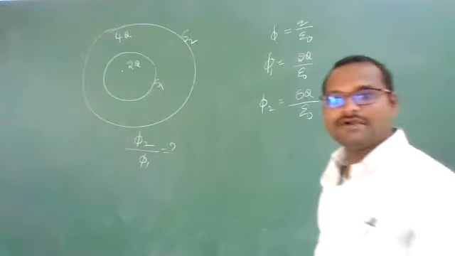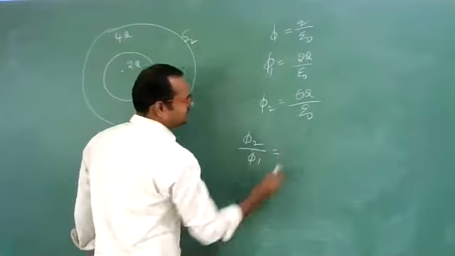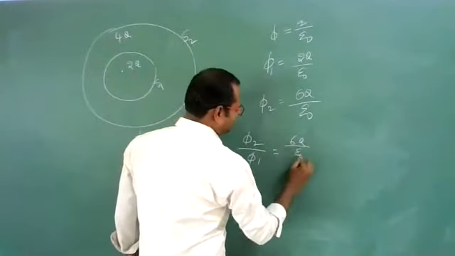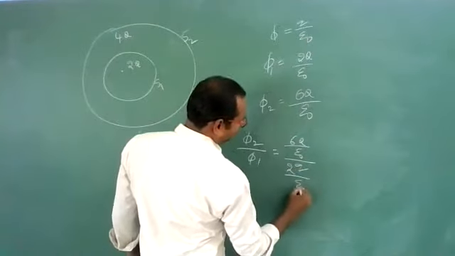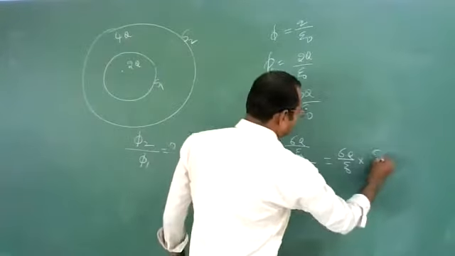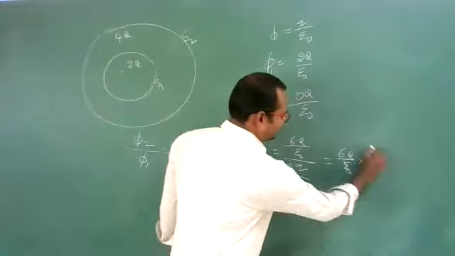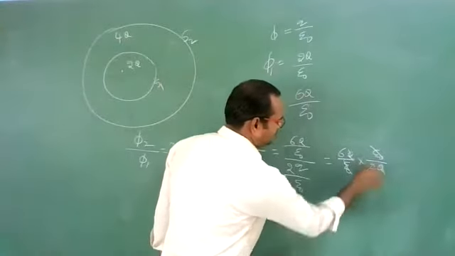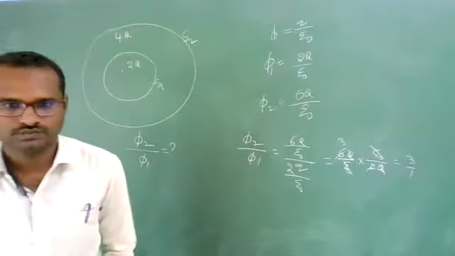Now we want phi 2 by phi 1. Phi 2 upon phi 1 value is 6q by epsilon naught divided by 2q by epsilon naught. You will get 6q by epsilon naught into epsilon naught by 2q. Epsilon naught cancels, q cancels, 2 ones are 2, 2 3s are 6. So it is 3 by 1, means 3:1 ratio.